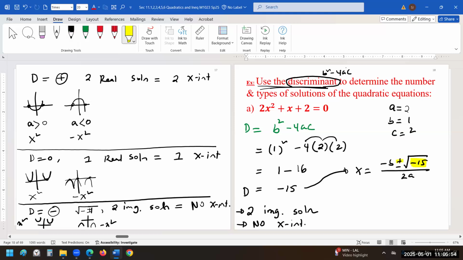Now you can see we have two solutions. We have negative b plus the square root of 15 times i over 2a, and negative b minus the square root of 15 times i over 2a. So this is 1, this is 2. We have two solutions and both of them have i. So two imaginary solutions. You don't have to memorize as long as you understand your discriminant portion.